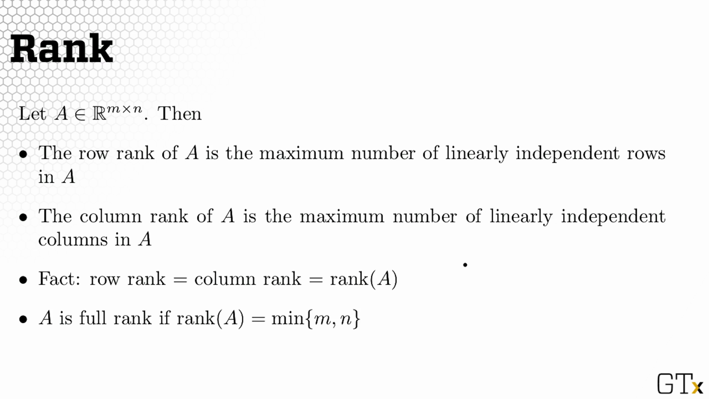Now, of course, because of this fact, the rank of a matrix can be at most the minimum of the number of rows and the number of columns. In other words, it cannot be bigger than the minimum of m or n. And it is called full rank if the rank is actually equal to the minimum of m and n. That's what is known as a full rank matrix. Okay.